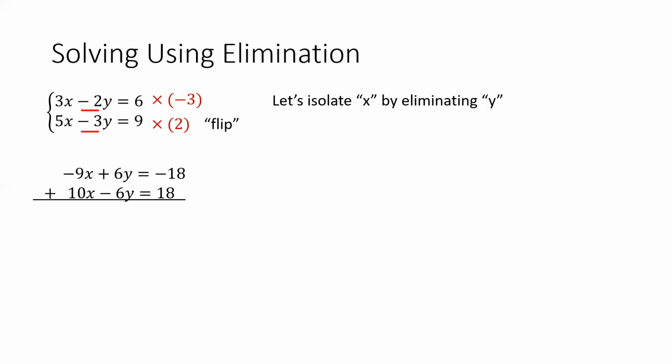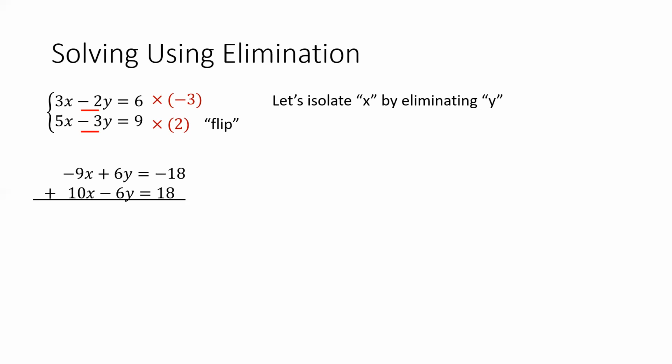Now 3x times -3 gets me -9x. -2y times -3 gets me +6y. And 6 times -3 gets me -18. On the bottom, 2 times 5x gets me 10x. 2 times -3y gets me -6y. And 2 times 9 gets me 18. I'm multiplying every single value by the number I put in red on the outside.